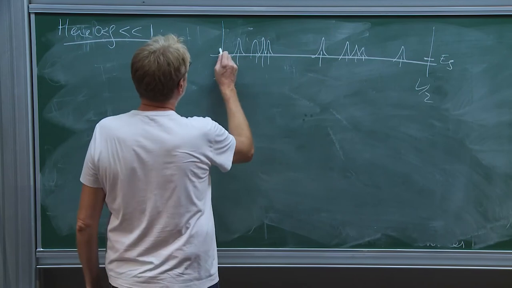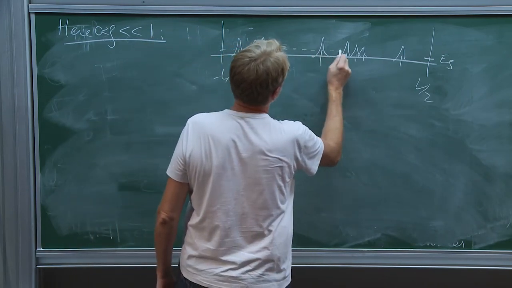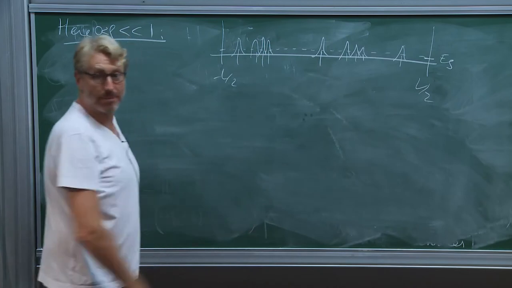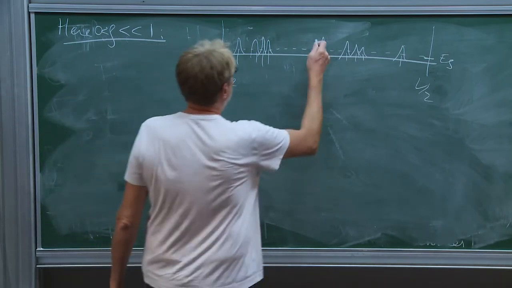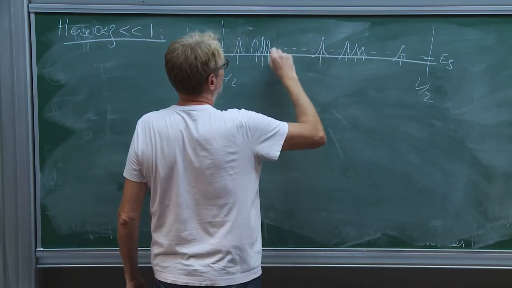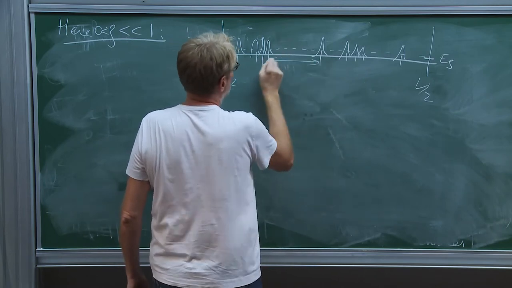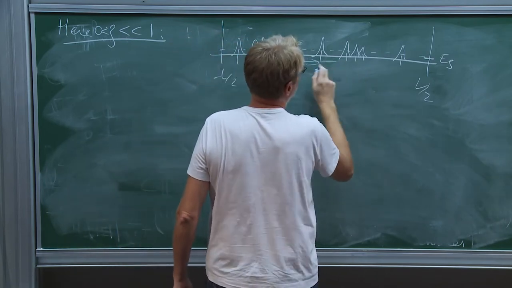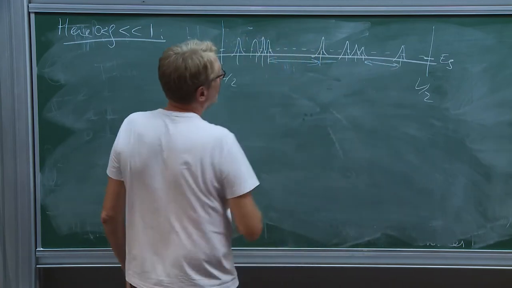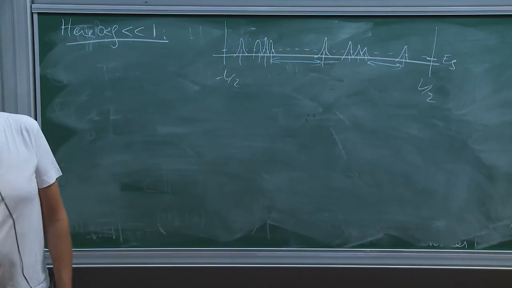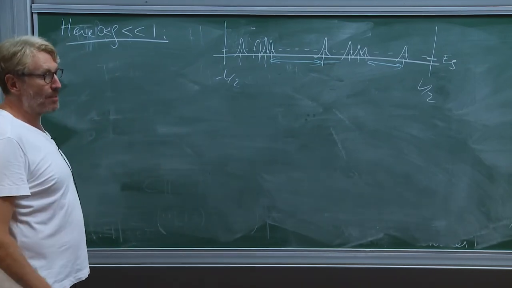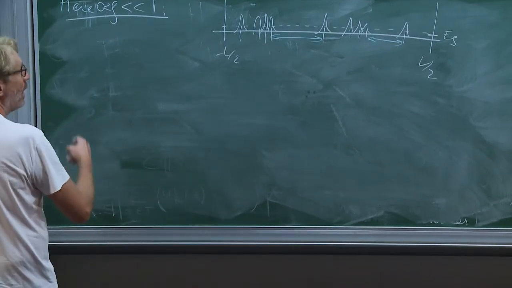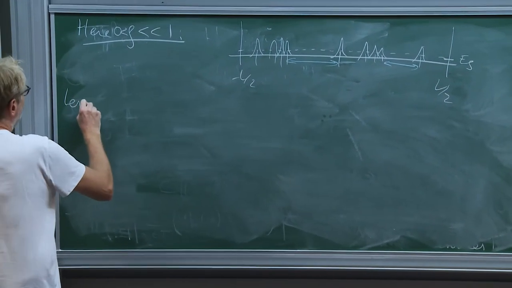Well, what does it mean? You want states that live here very low, much lower than the top of these barriers. Obviously, such states can only live in places, let's say in intervals like that, that are sufficiently large. You can prove this in a very simple way. We have the following lemma.